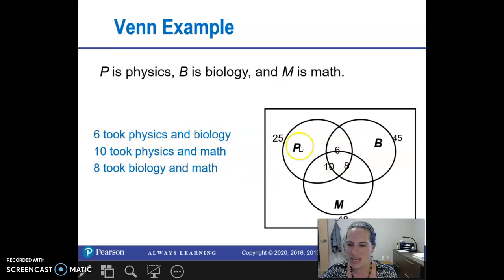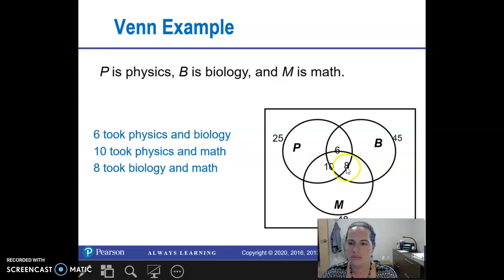10 took physics and math, so that's this section of those 2 circles. So I'm going to put that 10 right there on the line. We're not going to leave those there. We're going to have to do some more calculations, but I know that it's 10 between those 2 pieces. And the same type of thing for biology and math. This piece where the biology circle overlaps the math circle is happening right in there.